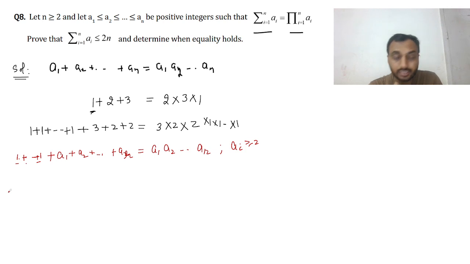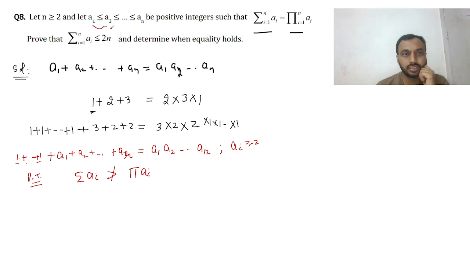And can we say that the product of integers is never less than the sum of integers? The product of integers is always greater than or equal to the sum of the corresponding integers, provided they are greater than or equal to 2. I think we can definitely say that. Or we can even prove it: let's prove that the summation of ai is never greater than the product of ai.